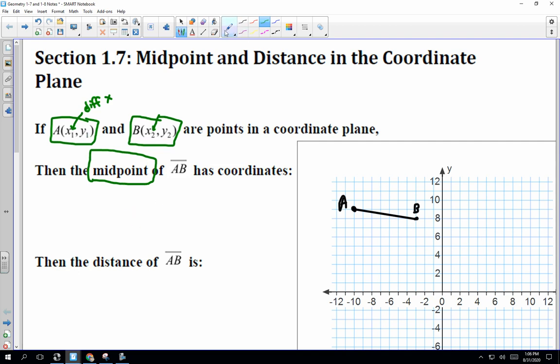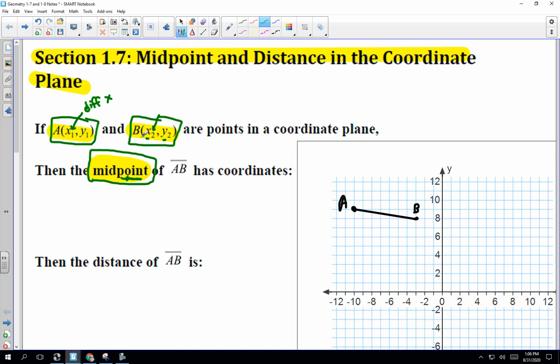Okay, so you guys have written down section 1.7, midpoint and distance in the coordinate plane. Write down A is x1, y1, and B is x2, y2. And then write the word midpoint, because we're going to throw down the midpoint formula. Yay! I love a good formula. Don't even get me started. Okay, so we are talking about a point. A point has an x value and a y value when we're talking points on the coordinate plane.